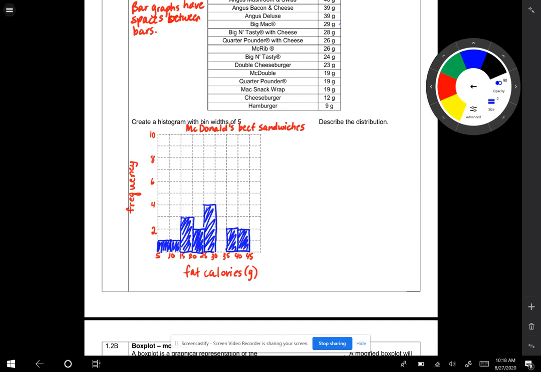Now that we've drawn it, we can describe the distribution. So as far as the shape goes, again, it helps to draw that density curve. Looks pretty uniform, or I'm sorry, it looks pretty symmetric to me. Some of you might see it as skewed a little bit, depending on how you drew it, but I think it looks pretty symmetric.